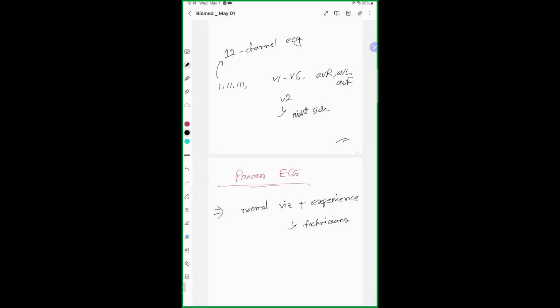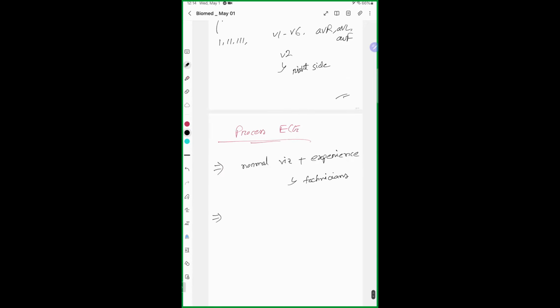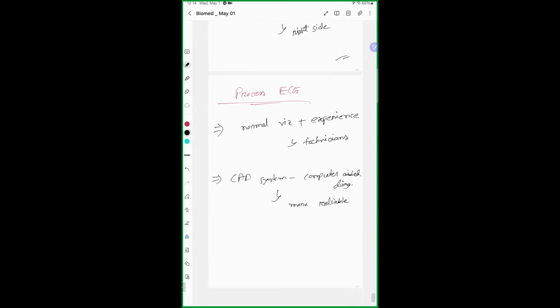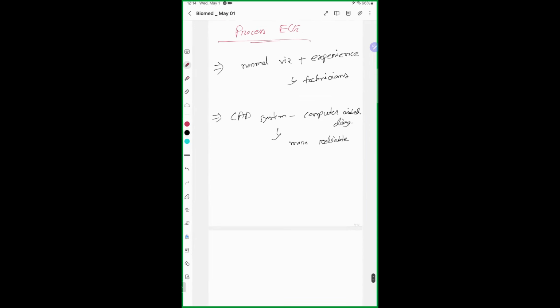What we are interested in for this course is the computer-aided diagnosis system, the CAD system. Computer-aided diagnosis means the computer automatically identifies that there is something wrong. A CAD system is more reliable because a technician can make a mistake. If the CAD system finds some issues, it will give a signal or some alarm to indicate to the doctor that there is something wrong with the patient's ECG.